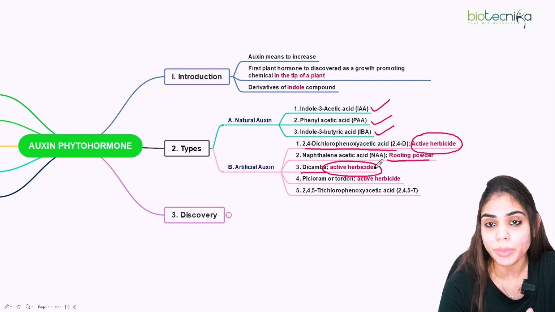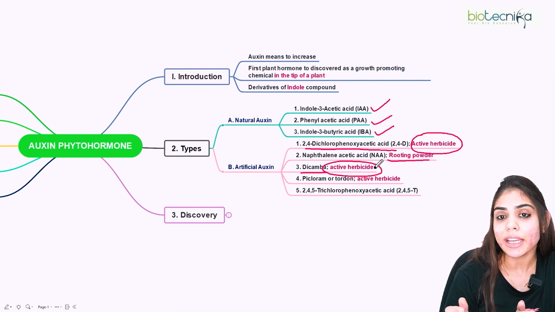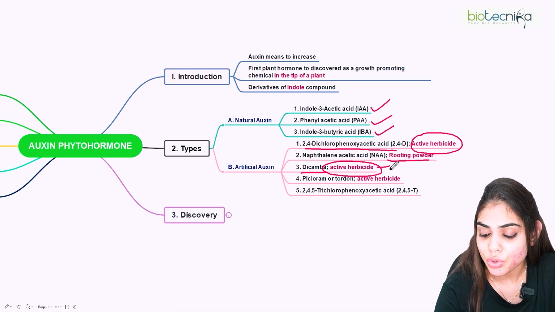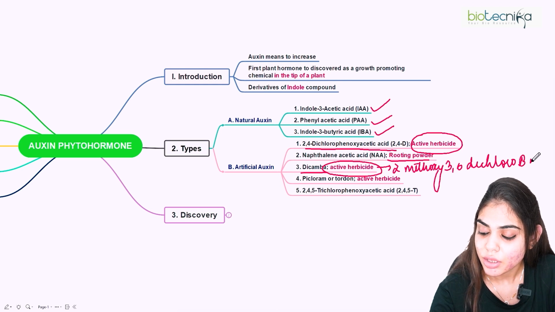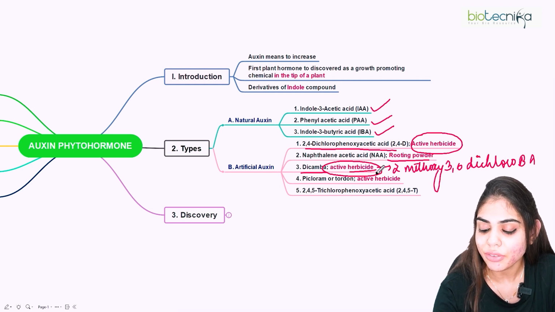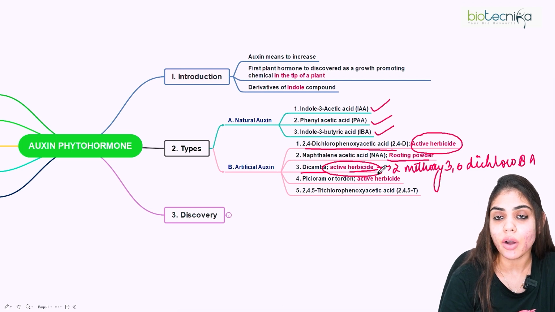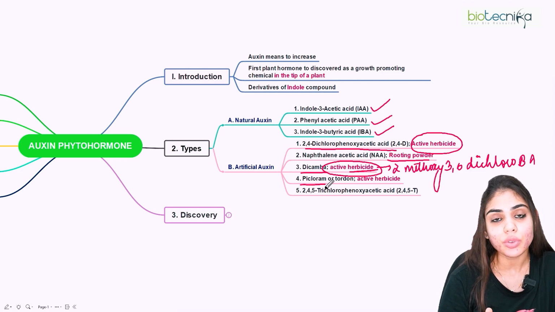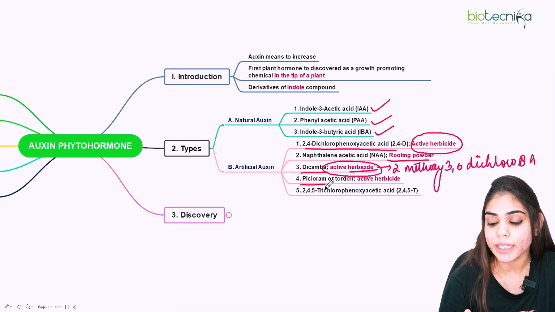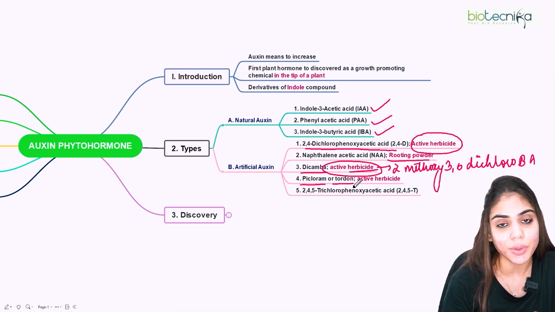It stands for 2-methoxy-3,6-dichlorobenzoic acid. Again, you can see it is an active herbicide that is used for killing herbs. The fourth is picloram or tordon. This picloram is also known as 4-amino-3,5,6-trichloropicolinic acid, or tordon.